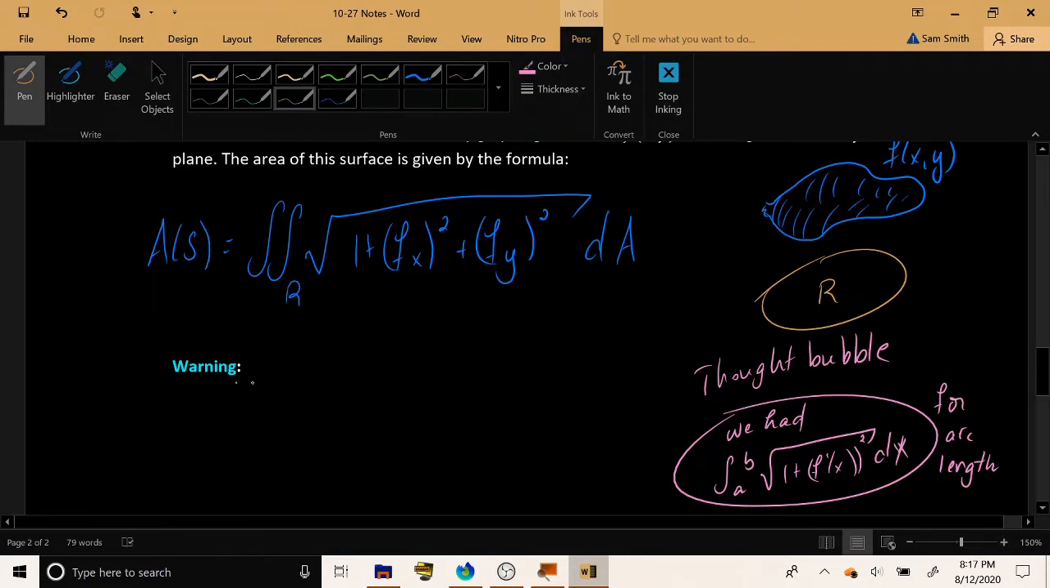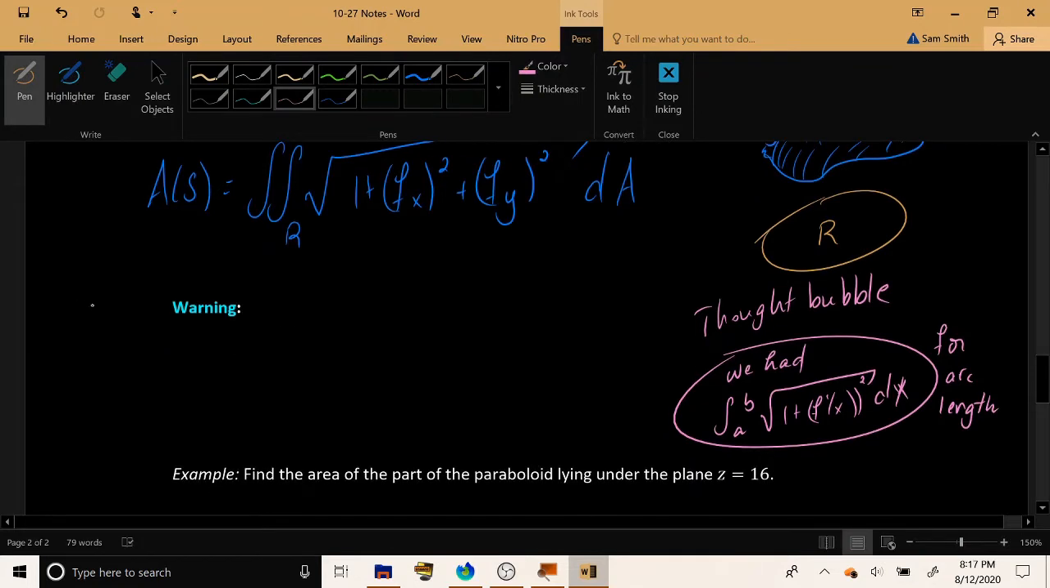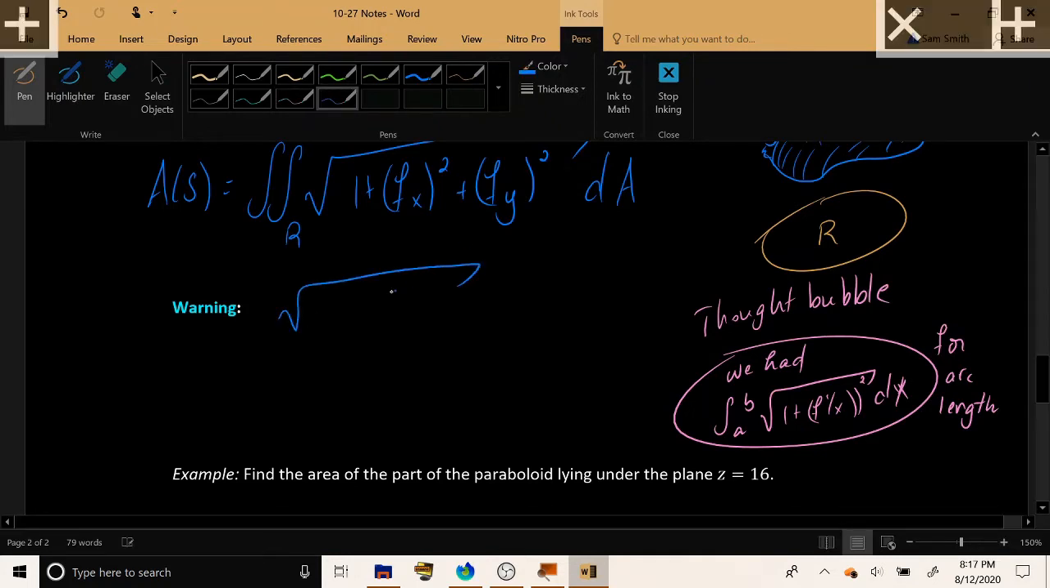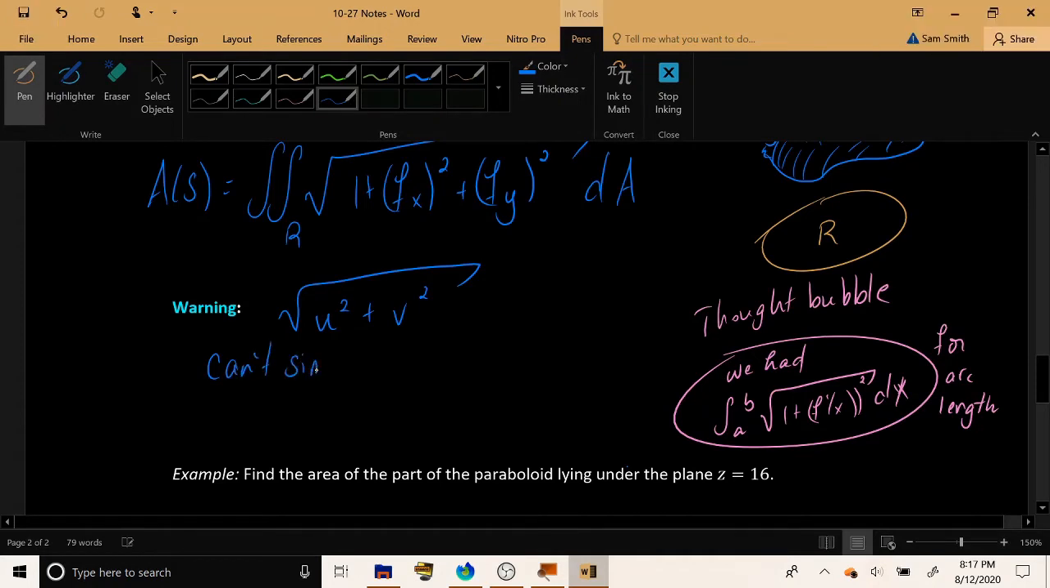Now I have a warning here, and it's the same warning that I always give when we're calculating arc length in Calculus 2 or Calculus 1. The warning is that if the square root is over a plus sign, there's really not much that you can do to simplify this at all, except if you're lucky.